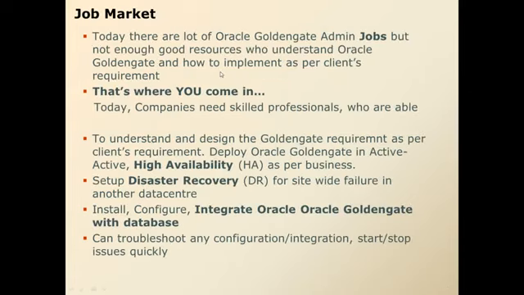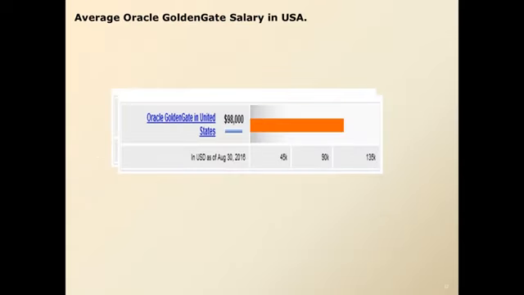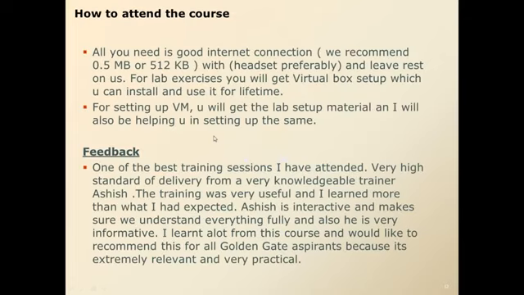So how's the job market in Oracle GoldenGate? The Oracle GoldenGate job market is very high currently. There are a lot of jobs in the market. If you have Oracle GoldenGate, you are standing out in whatever interviews you are going into. The average GoldenGate salary in the USA as of August 30, 2016 is 98,000 US dollars. This figure is taken from Indeed. As of August 30, 2016, the average GoldenGate salary in the US was 98,000.